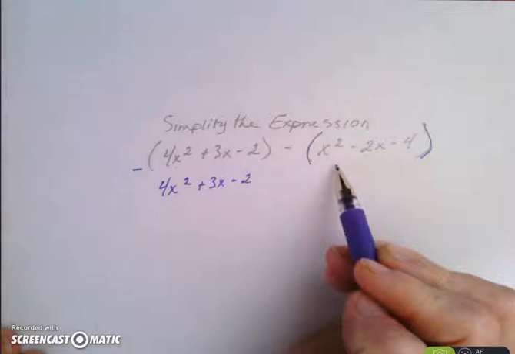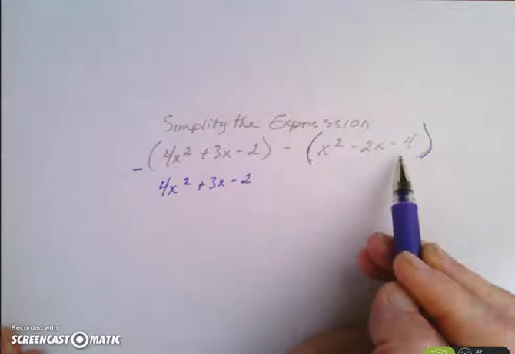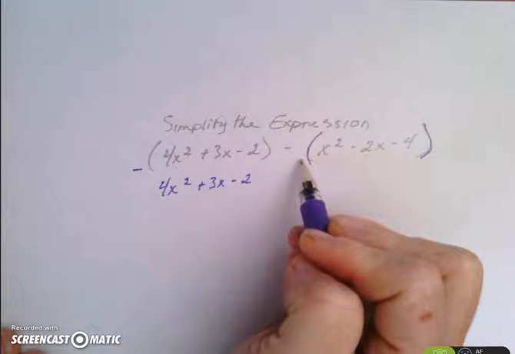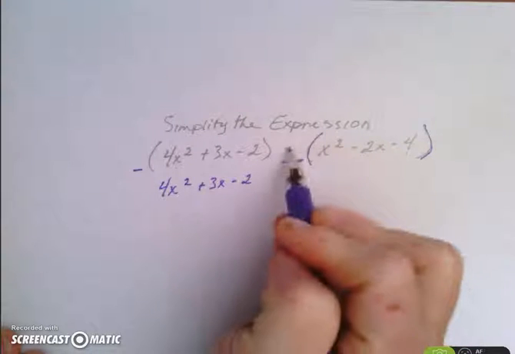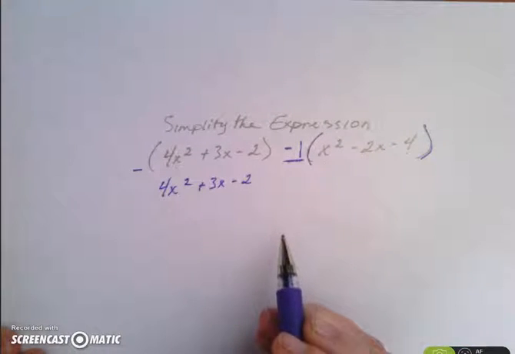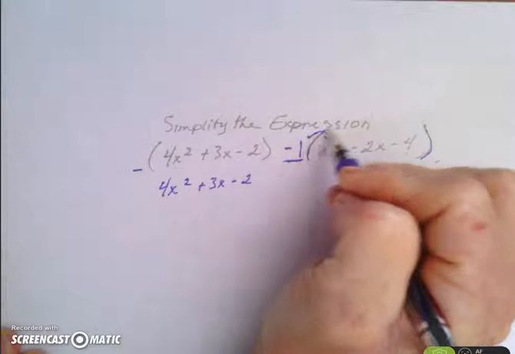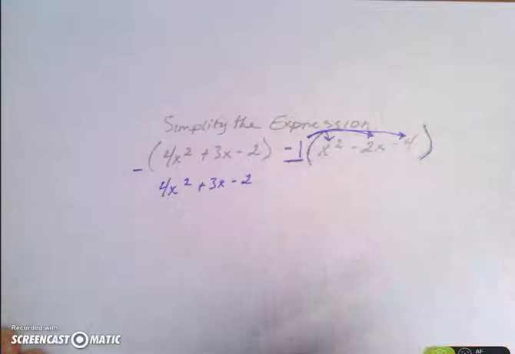To write the second expression without parentheses, we need to look outside the parenthesis to see if there's anything being applied to it. And there is. There's this negative. And we have to assume that there's a -1 being multiplied to everything inside those parentheses. So we're going to distribute that negative to everything inside.